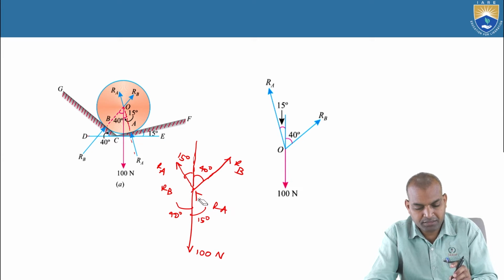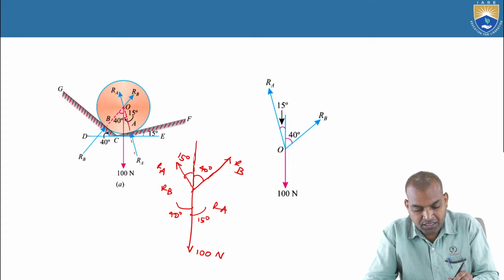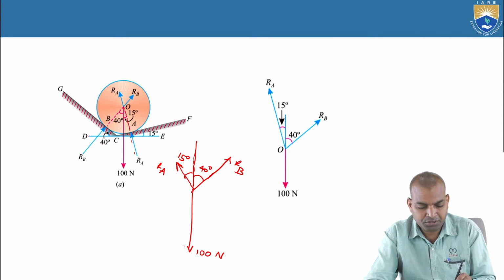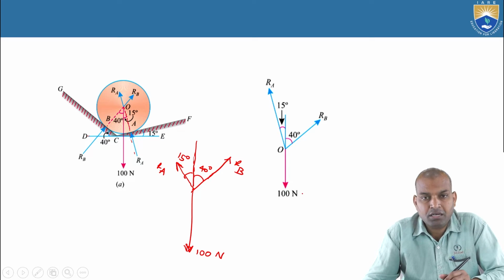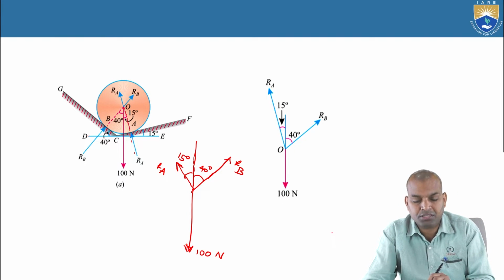If you make it here, this is what we got. With inclination 15 degrees, this is RA and here it is RB. Yes, we got it now. This is 100 newtons. There are three forces acting: RA, RB and weight 100 newtons. Now we need the other angles.